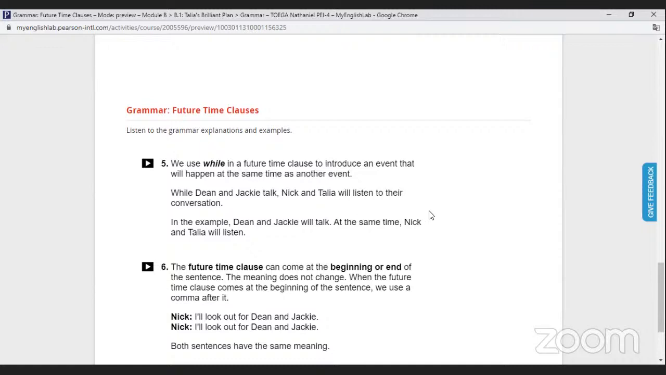Okay. While Dean and Jackie talk, Nick and Talia will listen to their conversation. In the example, Dean and Jackie will talk. At the same time, Nick and Talia will listen. Exactly. So with this word, we can say that two things are happening at the same time, like with while. While can be used at the start of the sentence and in the middle, right? Exactly. There's no problem with that. At the beginning or at the middle. Yep.